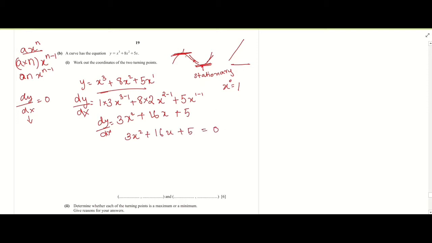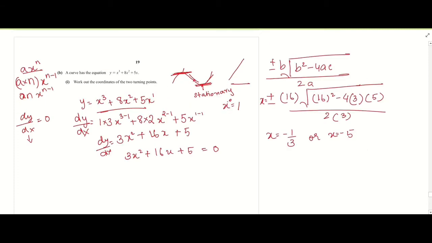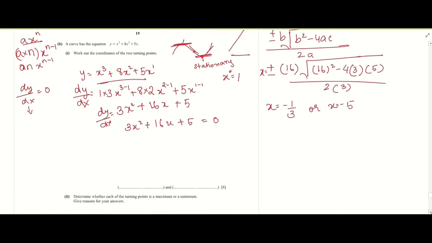And we will find the x because we already know the gradient. We're finding the value of x at that point. So now it is just a simple quadratic equation that you're going to solve. After using the quadratic formula, I have reached these two solutions of x: x is equal to negative 1 by 3 and x is equal to negative 5.